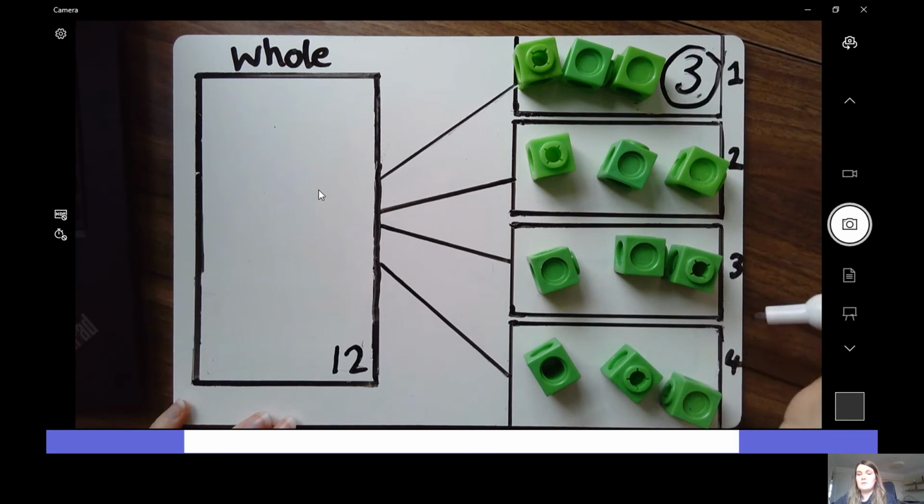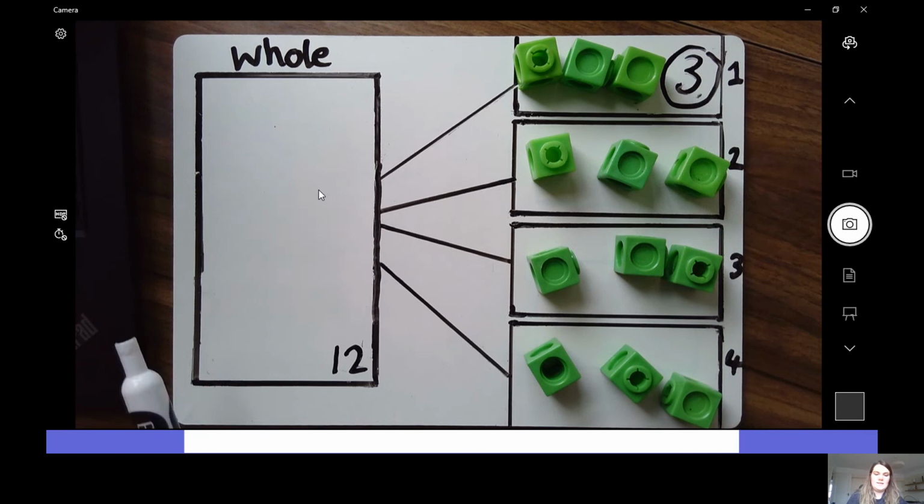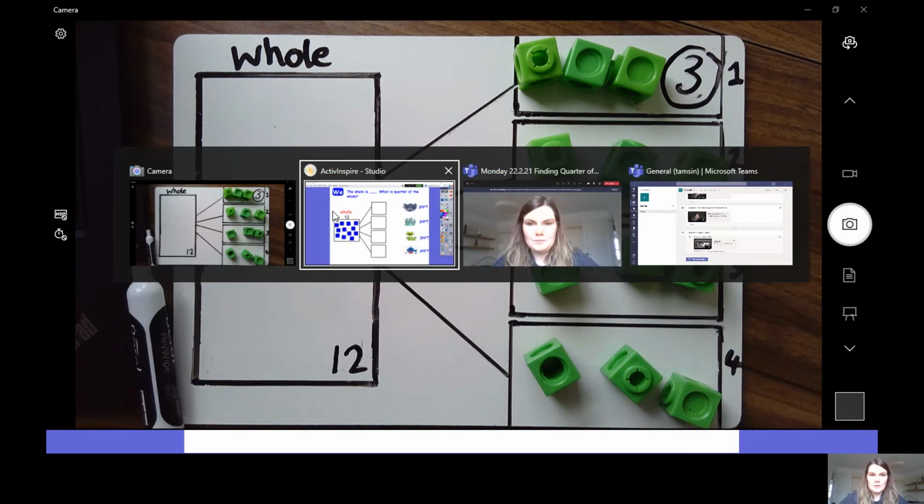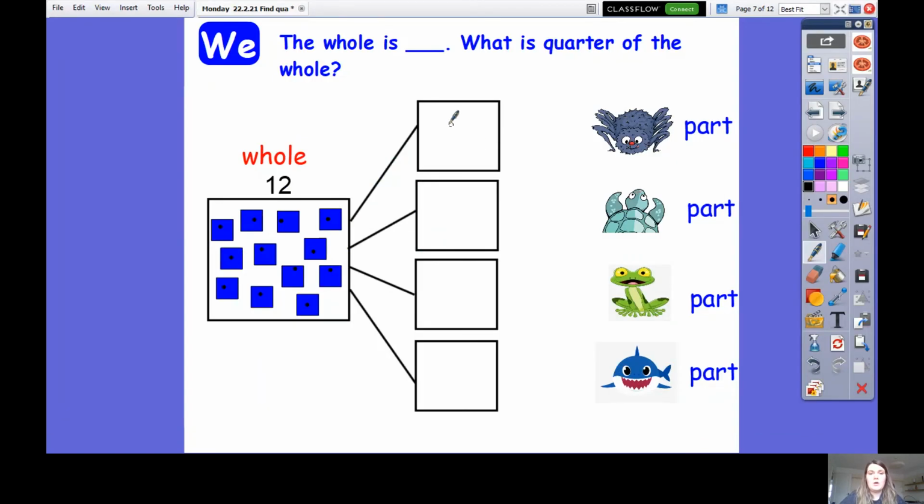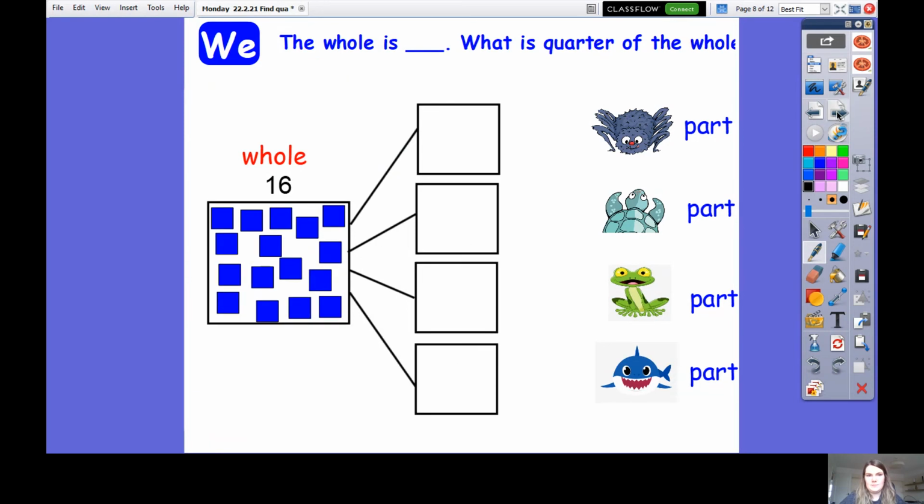Because when we shared it into 4 parts, how many did each part have? 3. Fantastic. Well done, everyone. So when we share 12, the whole is 12, and quarter of 12 is 3. Well done. Okay, and we shared it into our 4 equal parts.